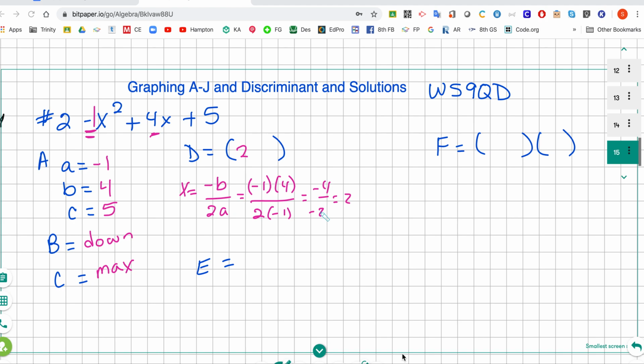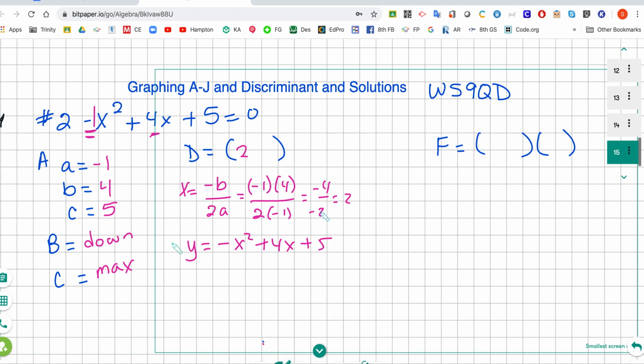All right, so let's make a little bit more room here, and we'll get the e back in a minute. Now we're going to find our y. So y is equal to -x squared plus 4x plus 5. You're going to notice that y is equal to the exact equation that we started with, because we can actually write this equation as equaling 0.